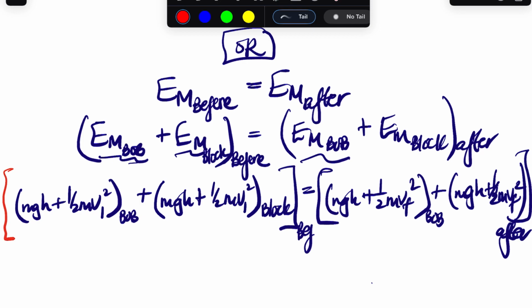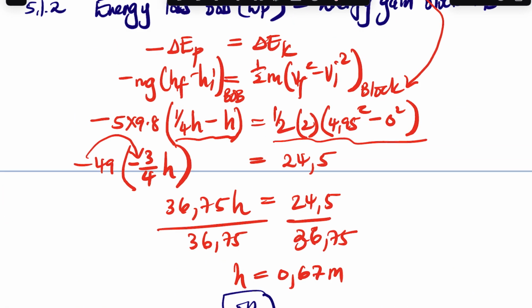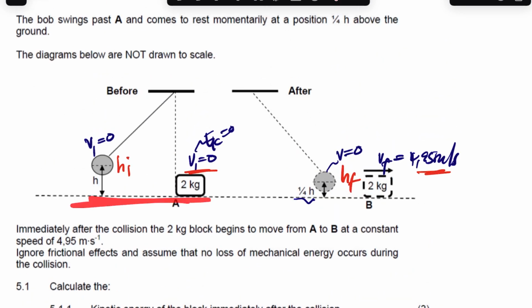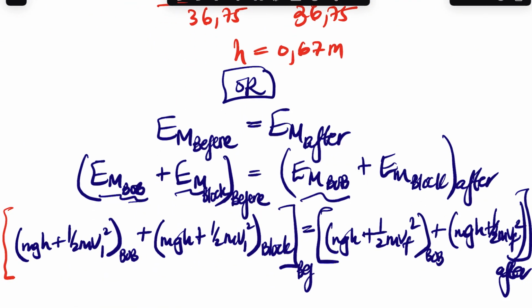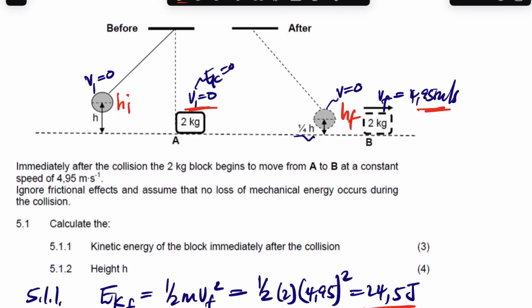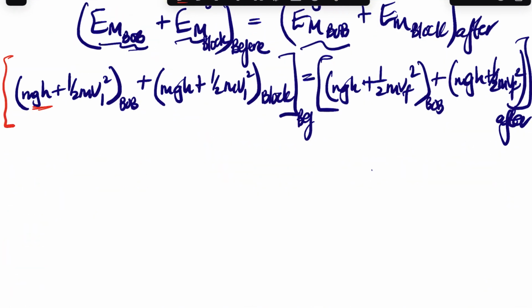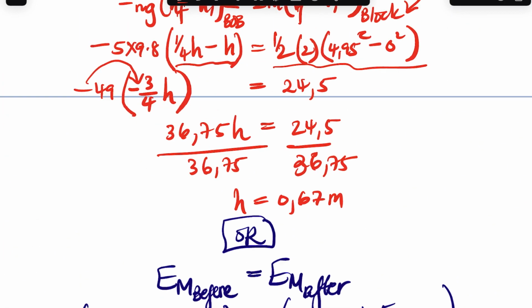Right, let's substitute now. Guys, you need to think very carefully. This is before. When we talk about before, we're talking about here. Let's look at the bulb specifically. What was the gravitational potential energy of the bulb? It has gravitational potential energy here because it has a height, but we do not know the height here. So the mass is 5, 5 times 9.8, and the height we are not given, it's h. Plus, it was held at rest here.